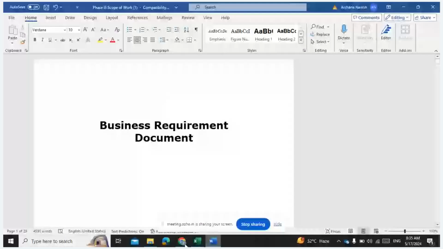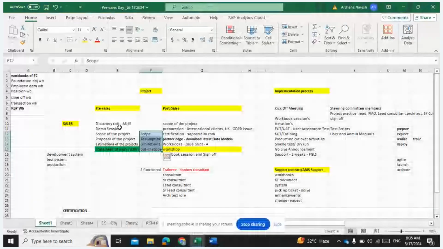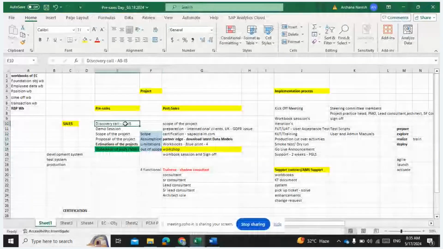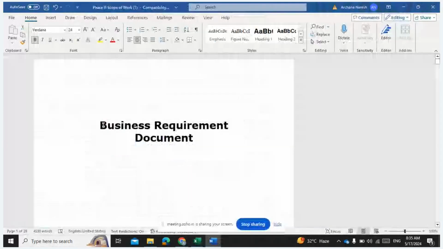This will be a good example for you guys to understand. Do you see this? Business requirement document. Yes, can see it now. Yeah, this is a requirement document. In my Excel that I'm talking about, this comes after the discovery call. We ask the client to give a BRD, a business requirement document, and they'll give you the as-is document.